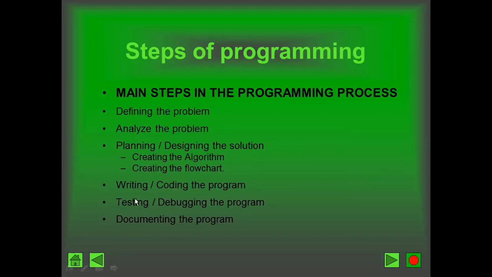And then we have the fifth step, in which we test or debug the program so that we can make sure that the program conforms to the requirements that we specify in defining the problem. Testing and debugging the program is followed by the last step, in which we document the program for a number of people like users and programmers. So this is an overview of the steps of programming. Now I will go into the detail of these steps in turn.